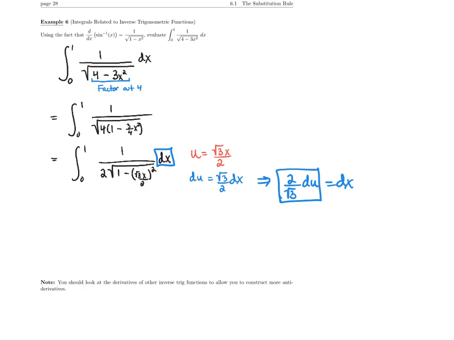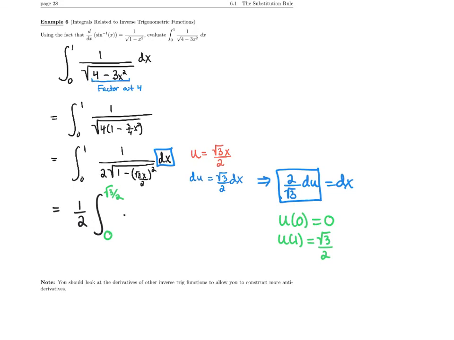Okay, so a couple more things. Pull the 1/2 out. Now, one thing I need to do anytime there's a u substitution is change out my bounds. So I need to do u at 0. U of 0 is just 0. We're plugging 0 in right here. So my bottom bound is 0. And then u evaluated at 1 is the square root of 3 over 2.